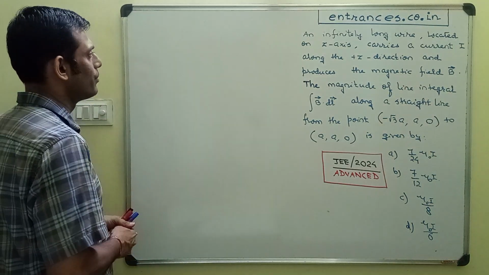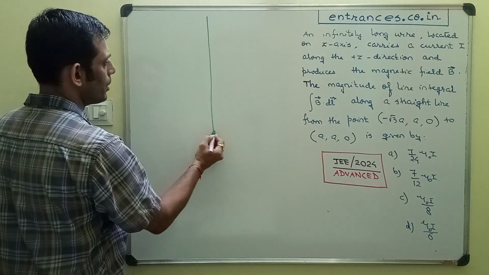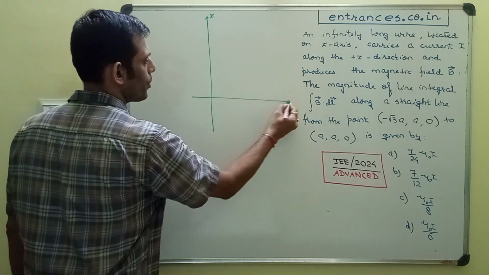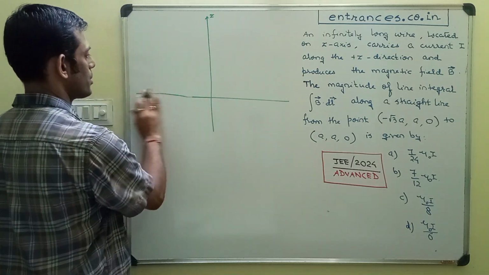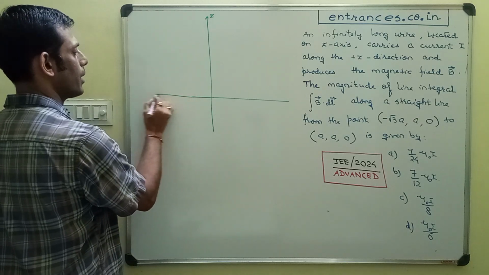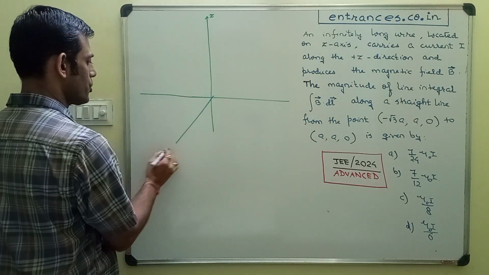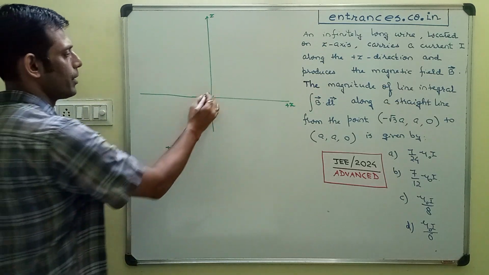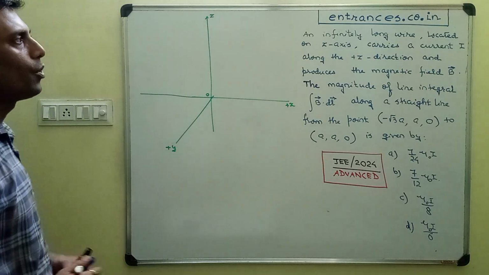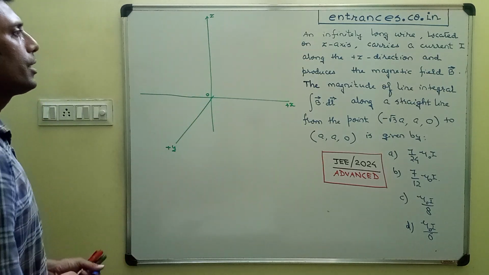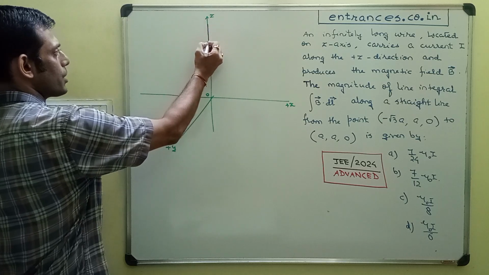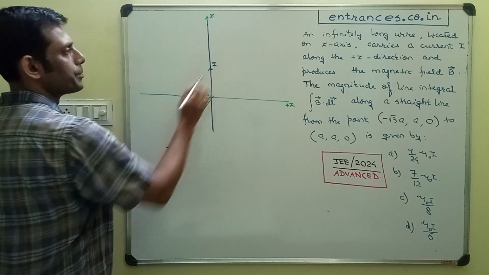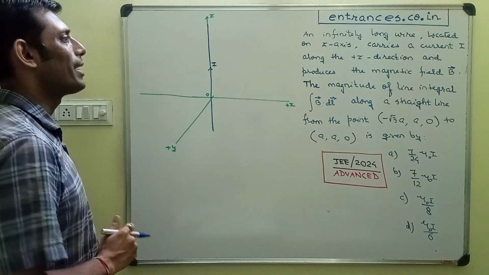Say, for example, we have the z axis as this one, and let's say your x-axis is this, and let us take a y-axis along this direction. So this is plus x, plus y direction, for example, and obviously the infinitely long wire is on the z-axis and carries a current of I. It produces a magnetic field B.